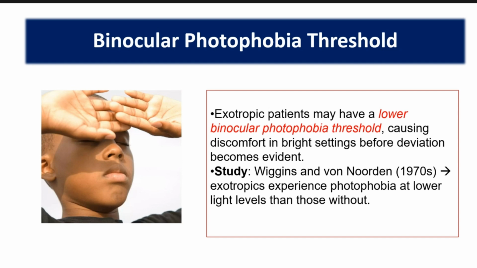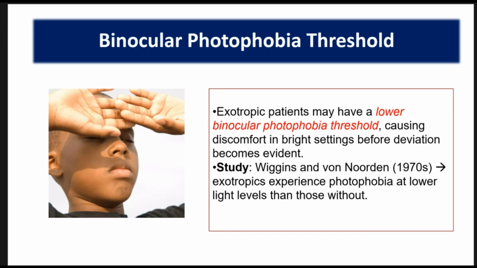What about the binocular photophobia threshold? This theory was given by von Uden again in 1970, and he said that exotropic patients have a much lower binocular photophobia threshold. So basically, Von Uden and Wiggins in this theory said that it's not really the diplopia or confusion which causes monocular eye closure, but it is the anticipation of diplopia, and it is the lower binocular photophobia threshold in these patients that makes the patient close their eyes even before confusion or double vision actually manifests.